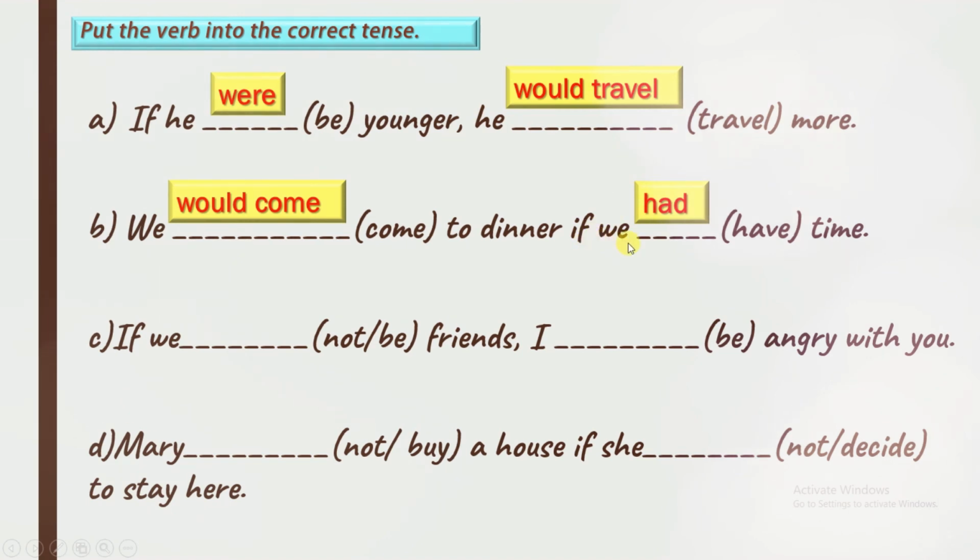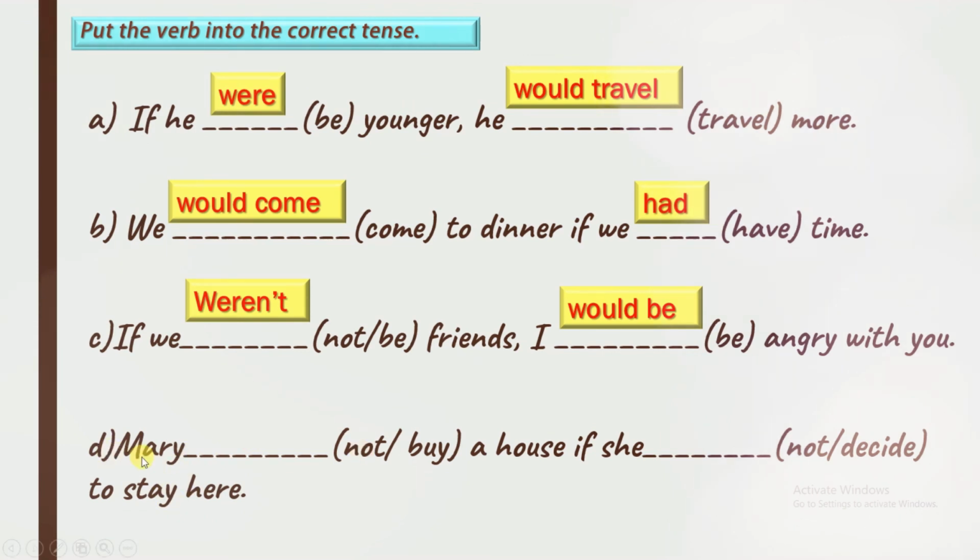The if clause is followed by past simple. C. I have not be and be. Where is the if clause? It's at the beginning. If we weren't friends, I would be angry with you. If is followed by past simple and the second clause would plus the infinitive.